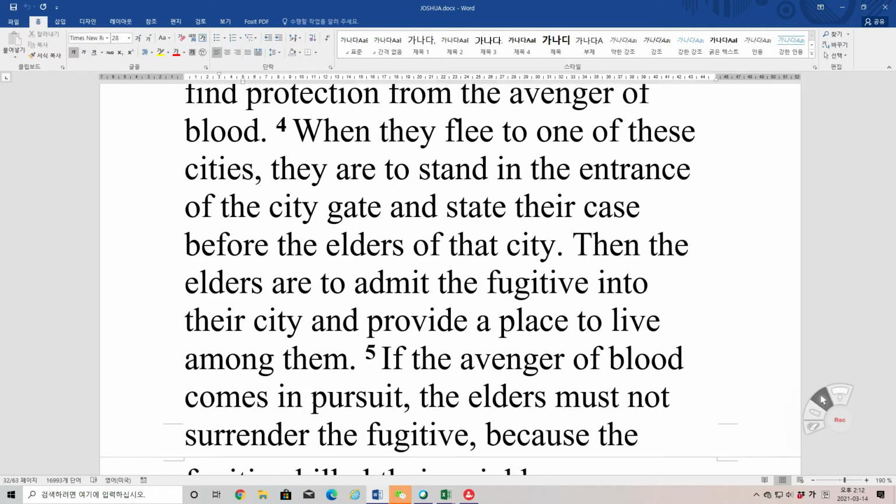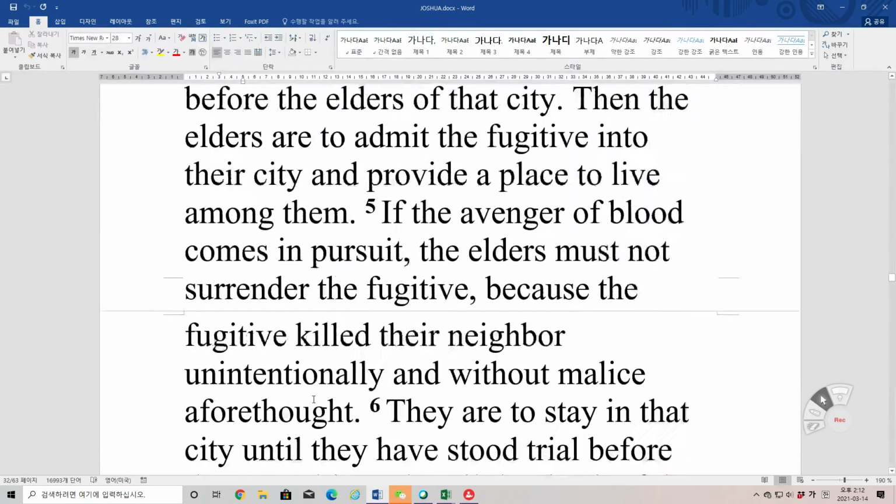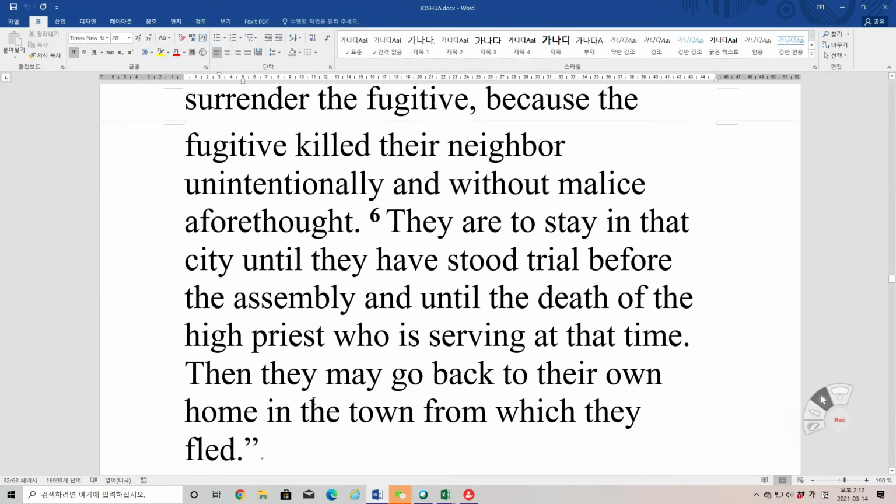Then the elders are to admit the fugitive into their city and provide a place to live among them. If the avenger of blood comes in pursuit, the elders must not surrender the fugitive, because the fugitive killed their neighbor unintentionally and without malice beforehand. They are to stay in that city until they have stood trial before the assembly, and until the death of the high priest who is serving at that time. Then they may go back to their own home in the town from which they fled."